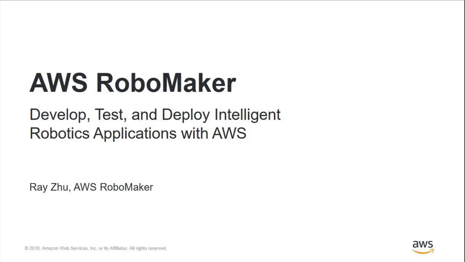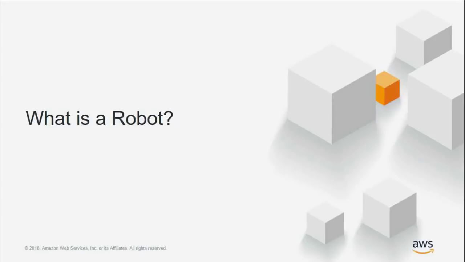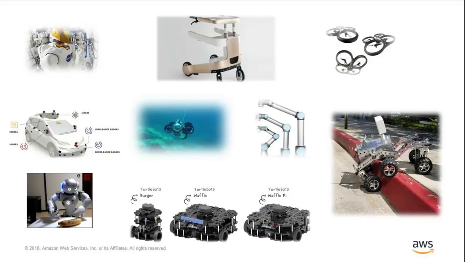Now, before we get started, we have a pretty critical question for us to answer: what really is a robot? Because robot means different things for different people. Some of you might be thinking about a humanoid robot when we talk about robot. Some of you might be thinking about a vacuum cleaner at your home. But to us, to AWS RoboMaker, robot really is very general. And for us, it means anything that senses, computes, and then actuates.